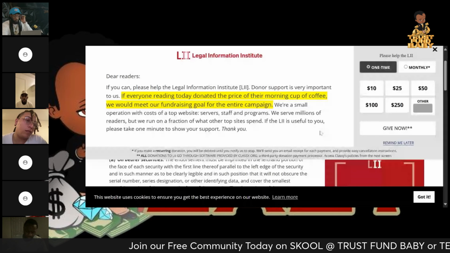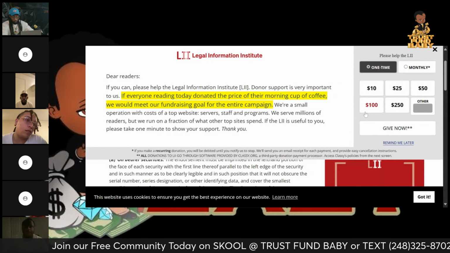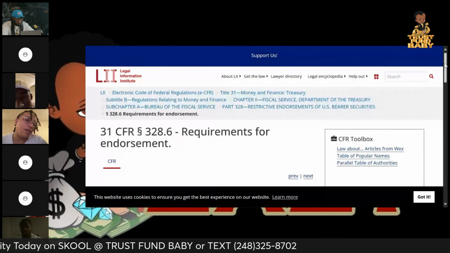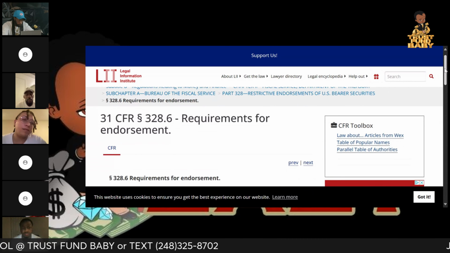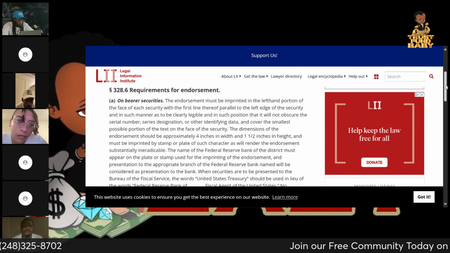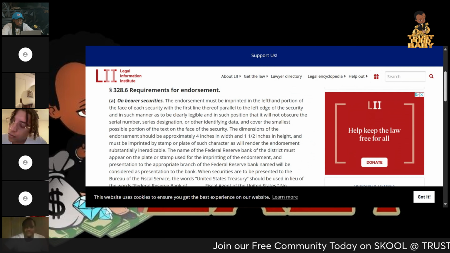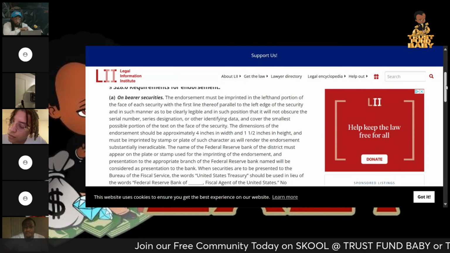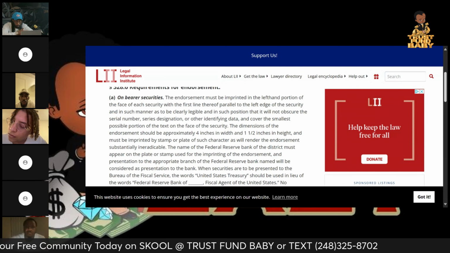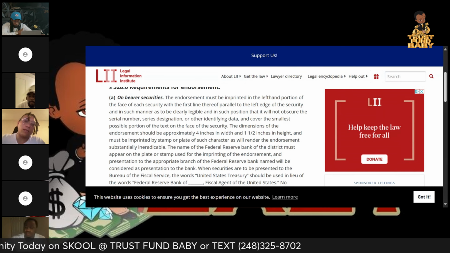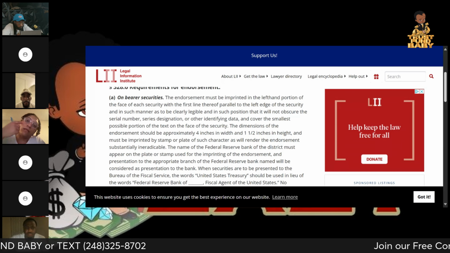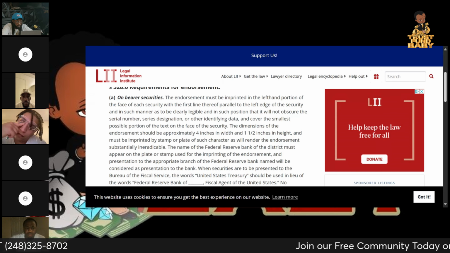Requirements for endorsement. What is that? So right here, 31 CFR 328.6, requirement for endorsement. On bearer securities, endorsement must be imprinted on the left-hand portion on the face of each security. Didn't we just see that on the left side of the document, right? On the face of each security, with the first line parallel to the left edge of the security.